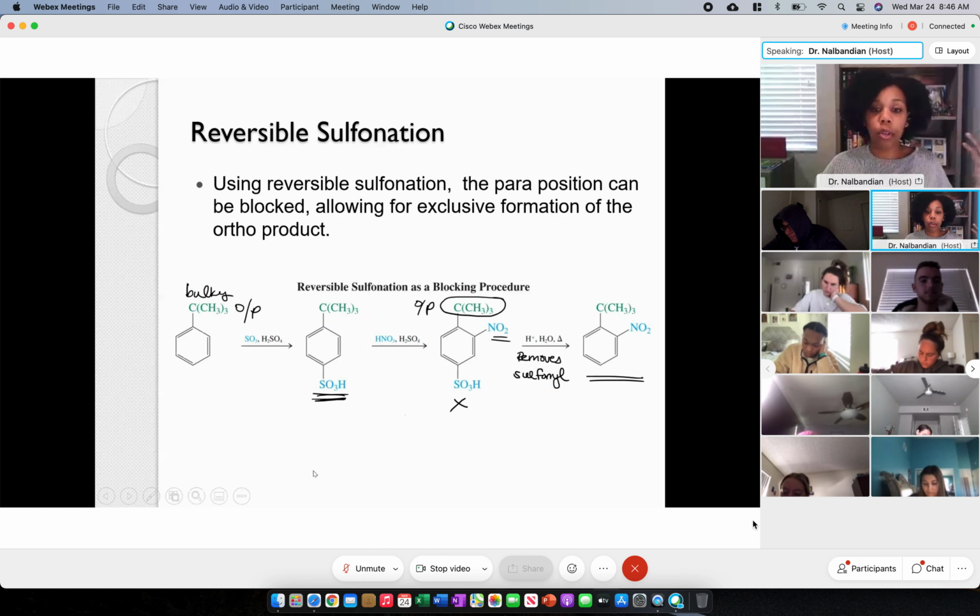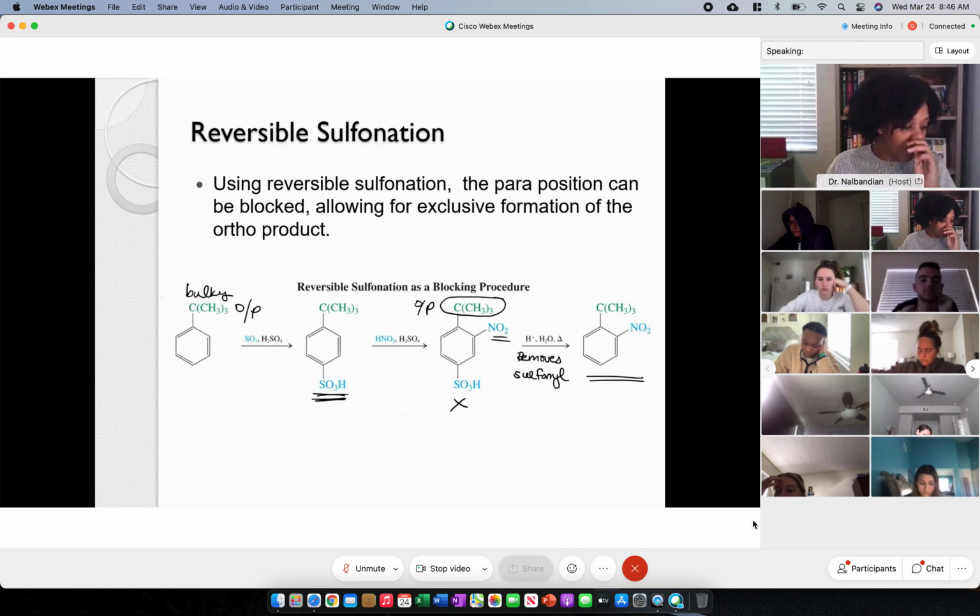So the sulfonyl group is a reversible sulfonation. We talked about this last chapter. You put it on and then you can take it back off with this aqueous workup with heat. That allows you to block certain positions where you don't want the reaction to occur, so you can force groups into other positions that it still wants to direct to, but it just can't direct to the para position here. Questions on this?